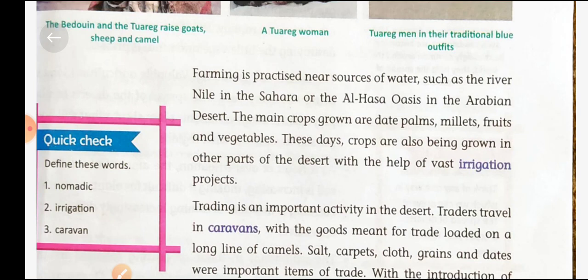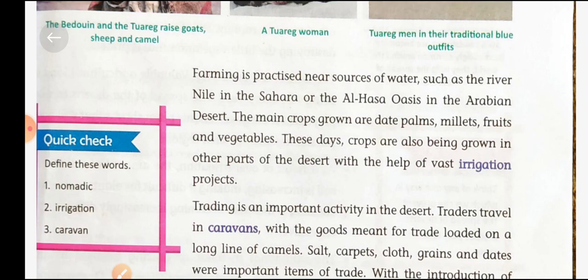Trading is an important activity in the desert. Traders travel in caravans. They used to travel in caravans, with goods meant for trade loaded on a long line of camels.